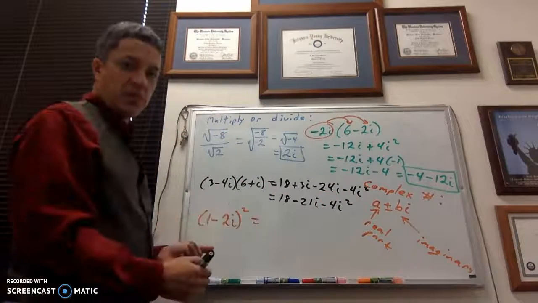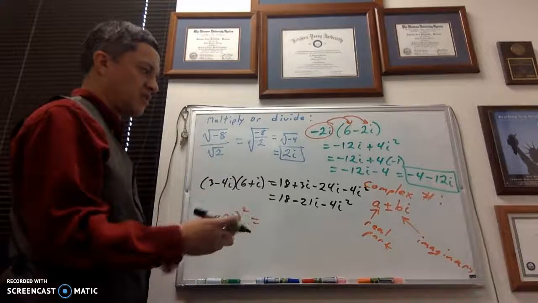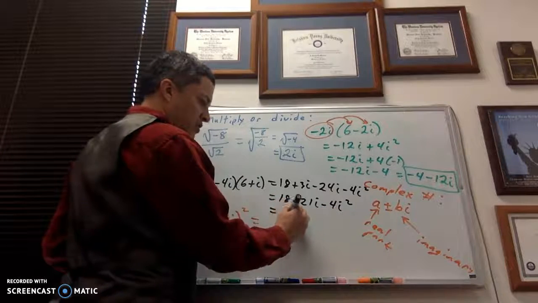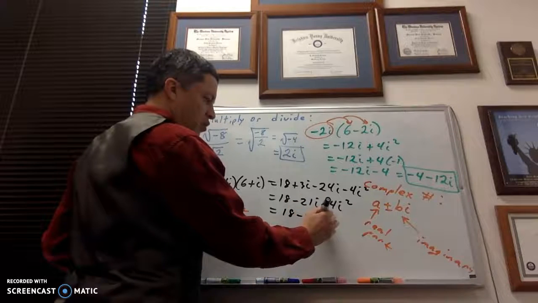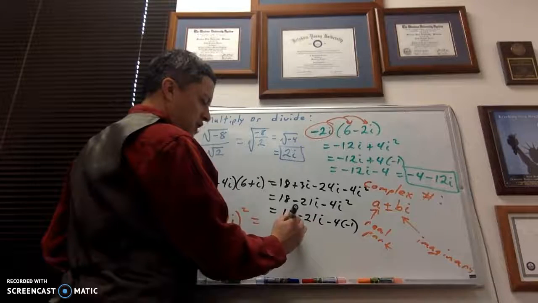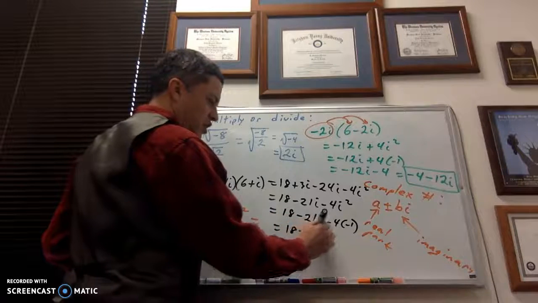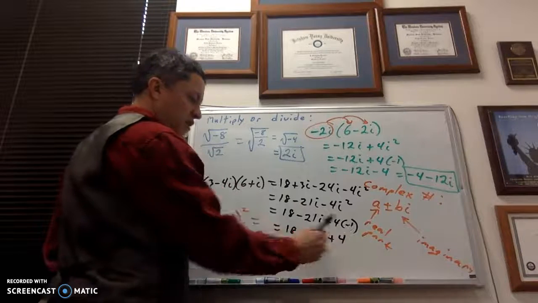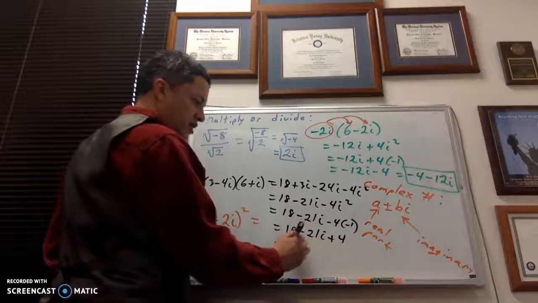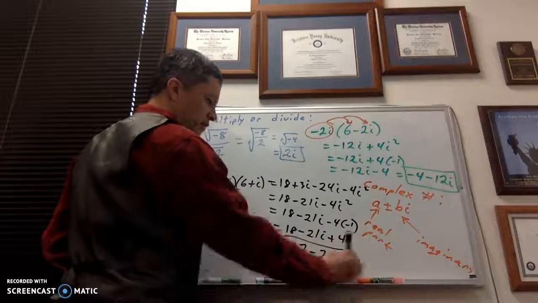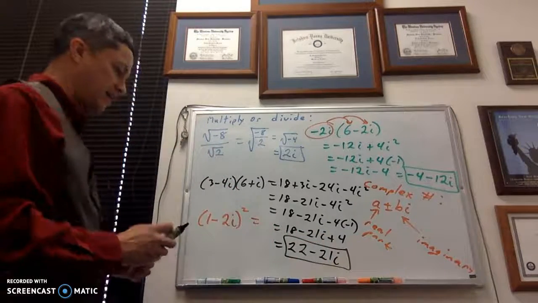Normally we'd be done at this point, right? If it was just like x instead of i. But remember, i squared is a negative 1, so I got extra steps now. 18 minus 21i minus 4 times a negative 1. So that's 18 minus 21i plus 4. Now the 18 and the 4, they're going to add together. That's going to be 22 minus 21i. So that takes care of that guy.